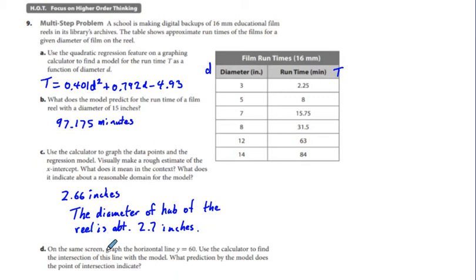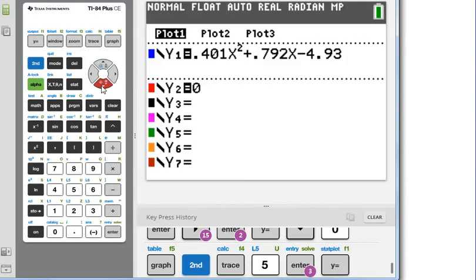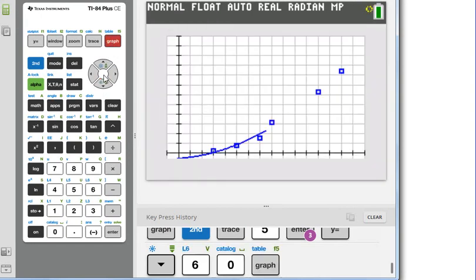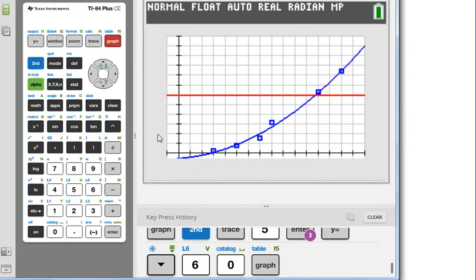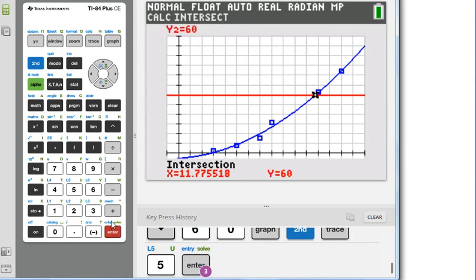And then part D, on the same screen, graph the horizontal line y equals 60. Use the calculator to find the intersection of the line with the model. What prediction by the model does the point of intersection indicate? Let's go to see what we have here. I'm just going to change this 0 I did down here earlier to 60. And we graph both curves. And we're going to go to second, trace 5. Enter, enter, enter. And what does this tell us?